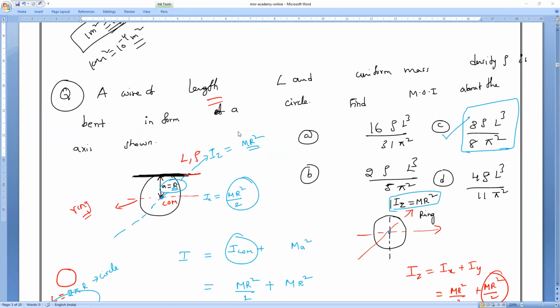Just you can see, they are asking to find the moment of inertia about the axis shown. So we all know this is the axis moment of inertia, and this is moment of inertia through center of mass. So moment of inertia through this axis is equal to what? Center of mass plus Ma². That is the formula, because of the parallel axis theorem. If you apply it, you will get the answer. Clear, guys? Anything doubt you can ask me.